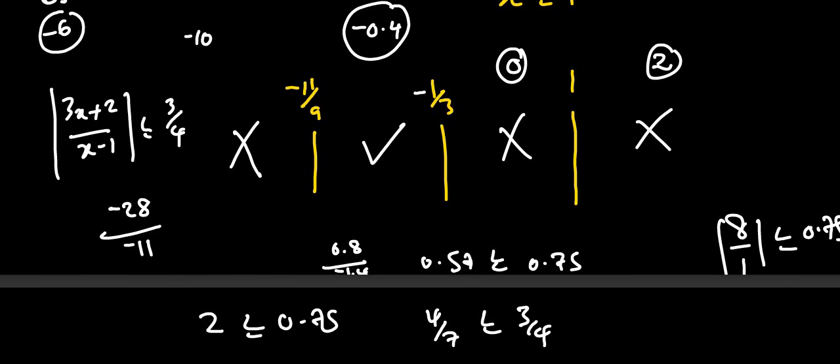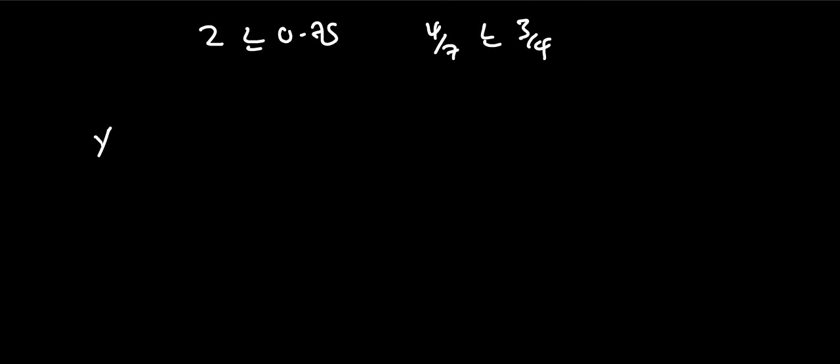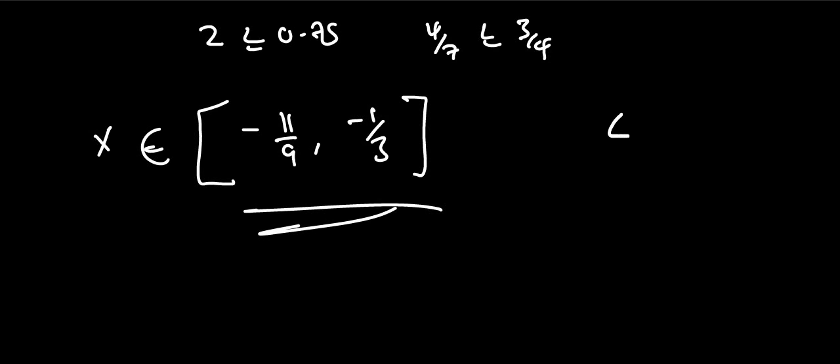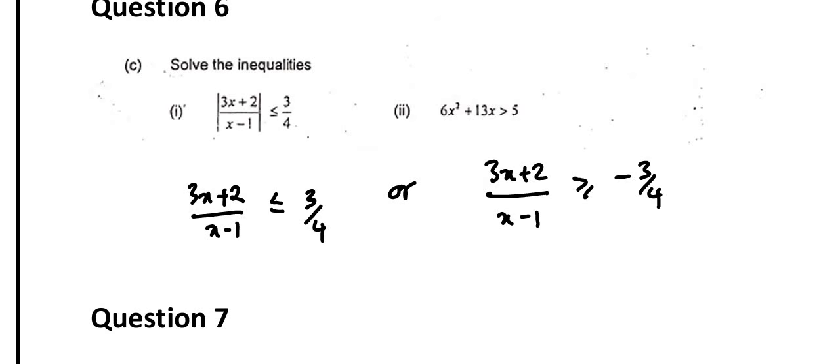No, that's false. So the only solution is between negative 11 over 9 and negative 1 over 3, so x should come from here. It's closed because the inequality was less than or equal to. Then the next question is also straightforward.